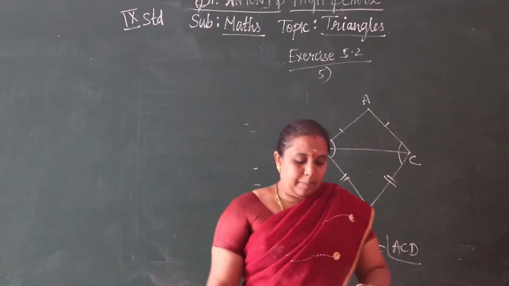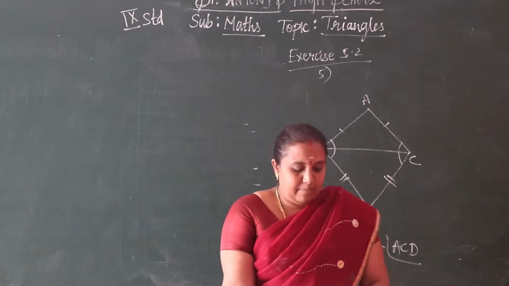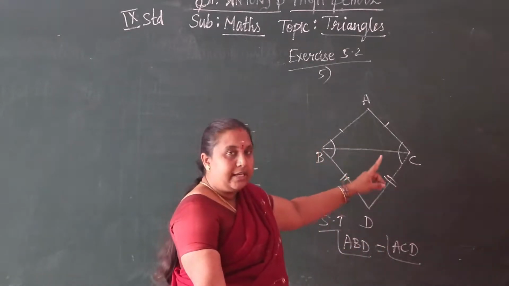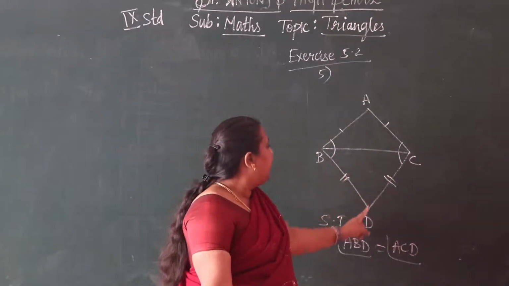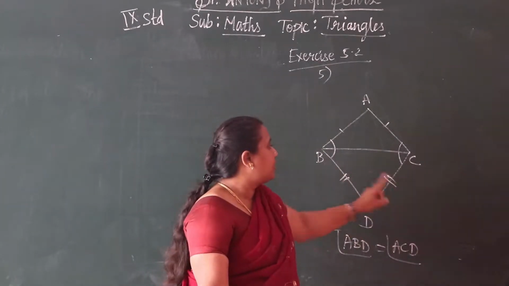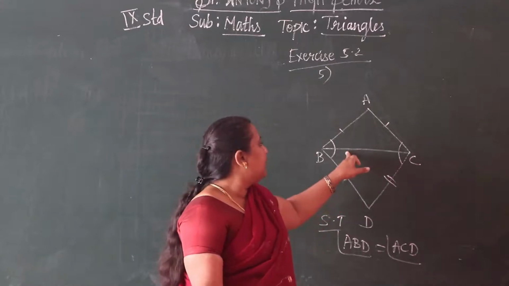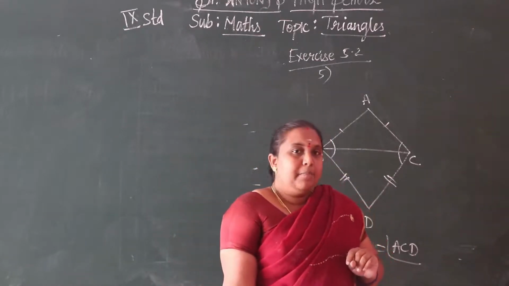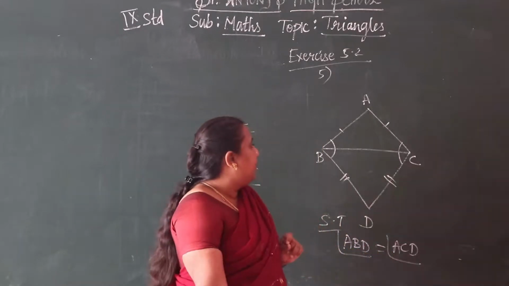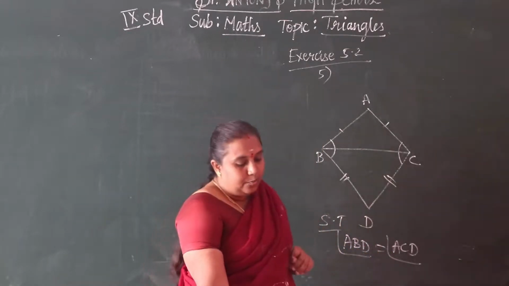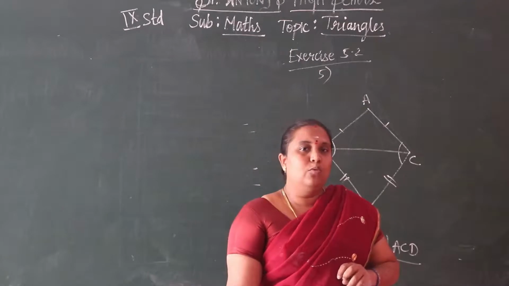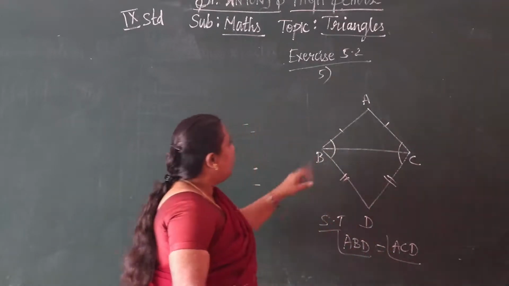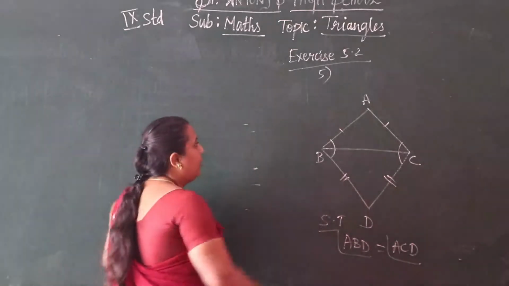Separately, in triangle ABC, AB equals AC, and in triangle BDC we have BD equals DC, and BC is common for these two triangles. So angle ABC equals angle ACB. Here we add the two angles, and from that we can say ABD equals ACB. Okay, so the proof.